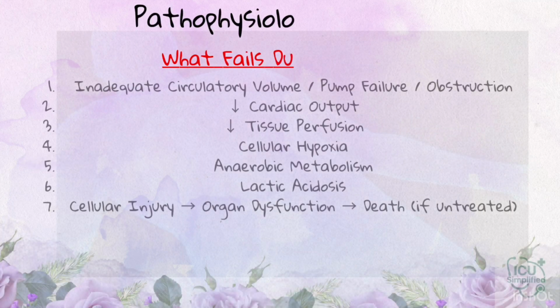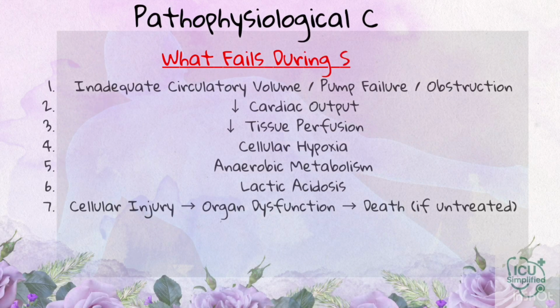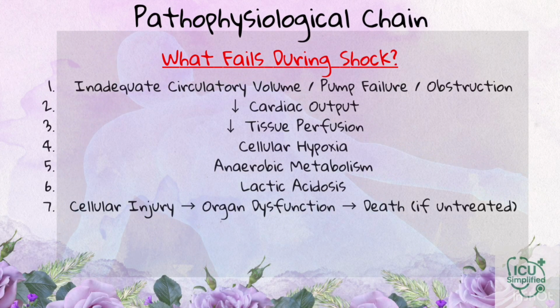The next key concept that we need to know is the pathophysiological chain involved during shock. What actually happens during shock is there are three things that we need to understand: the heart, the blood, and the vessels. And shock occurs when one or more of these components fail, which ultimately leads to inadequate perfusion, tissue hypoxia, and eventually organ failure.